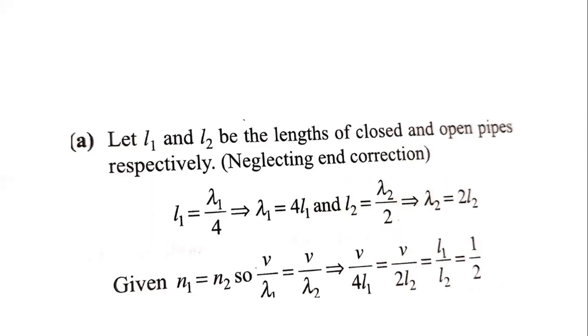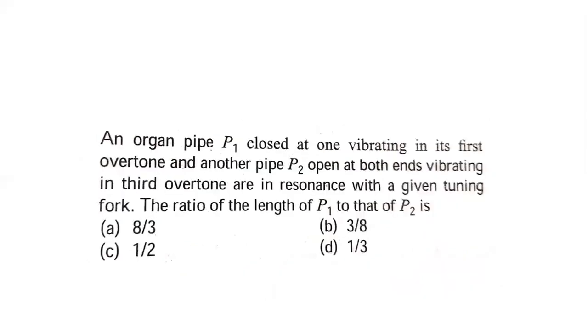Let L1 and L2 be the length of the closed and open organ pipe. So just equate. As you know, the formula for the fundamental frequency of the closed pipe is V by 4L, and that of the open pipe is V by 2L. Then just equate those two, N1 is equal to N2. So it is V by lambda 1 is equal to V by lambda 2. Lambda 1, lambda 2 values you can find out using the basic equations. Upon simplification, you get the ratio of the lengths, that is L1 by L2 is equal to 1 divided by 2. Let's go to the next question.